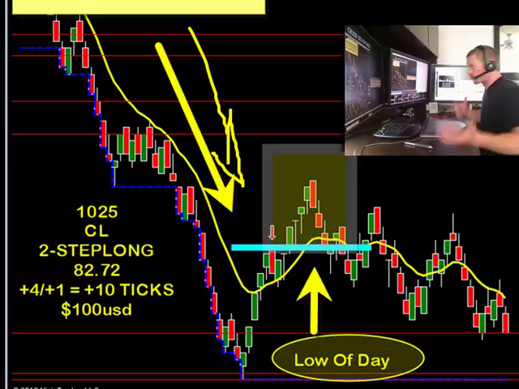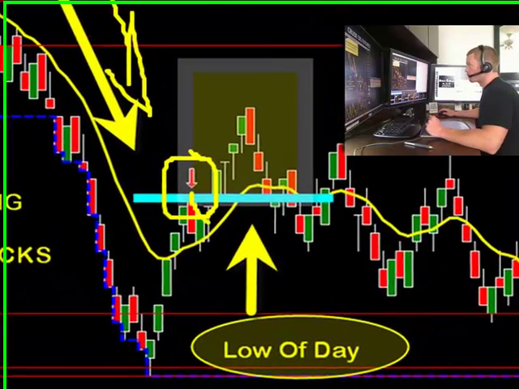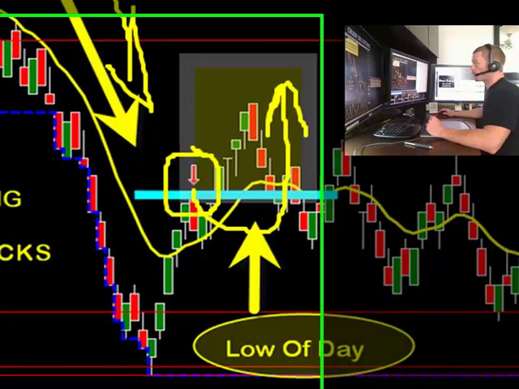So what do we look for? We look for the reversals. Once again, bouncing off the low of day here, we're looking for a two-step long, break above that swing high for your two-step long on the crude.